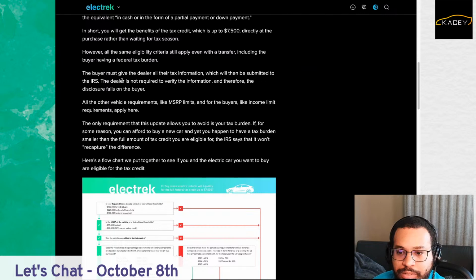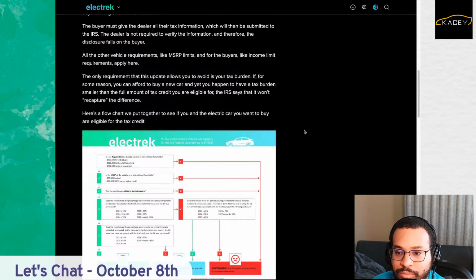The buyer must give the dealer their tax information, which will then be submitted to the IRS. The dealer is not required to verify the information, and therefore the disclosure falls on the buyer. So make sure you know where you stand on this, or at least roughly, because an unscrupulous salesperson could just push it through. You sign on it saying whatever, and then you get a nasty gram from the IRS come the next year. Give me my money.